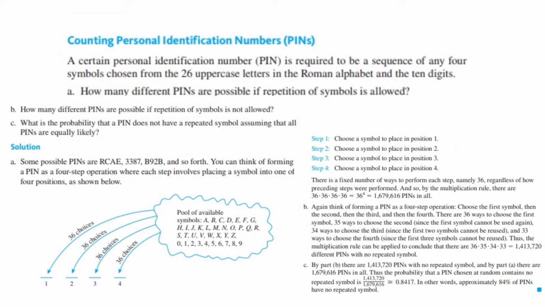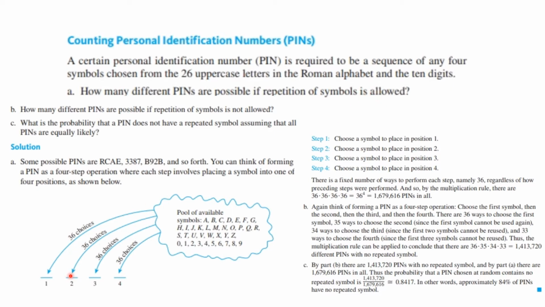Let's do an example. This is where we're counting personal identification numbers, or PINs. So a certain personal identification number, PIN, is required to be the sequence of any 4 symbols chosen from the 26 uppercase letters in the Roman alphabet and the 10 digits. So the first question I ask is, how many different PINs are possible if repetition of the symbols is allowed?